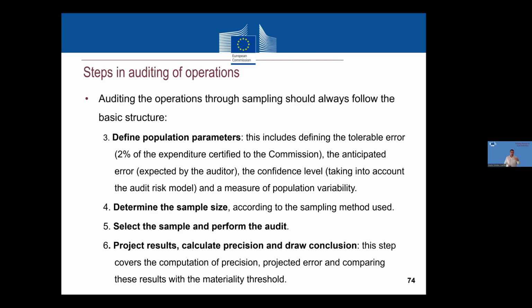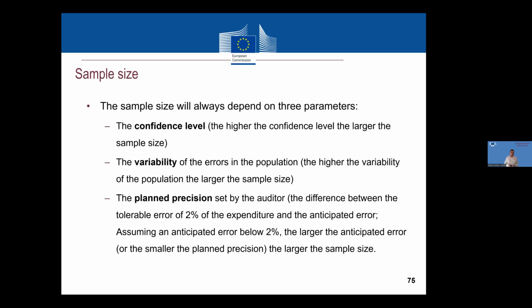Then with all of these, we calculate a certain sample size. Then we select the sample and we perform the audit. And then we project the results to the population. We calculate precision and we draw our conclusions. The only differences between methods are some technical details, because the strategy itself, the steps themselves, are exactly the same for all the sampling methods.